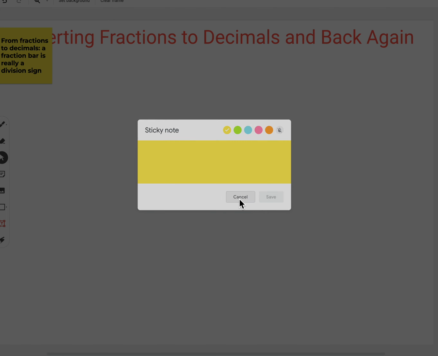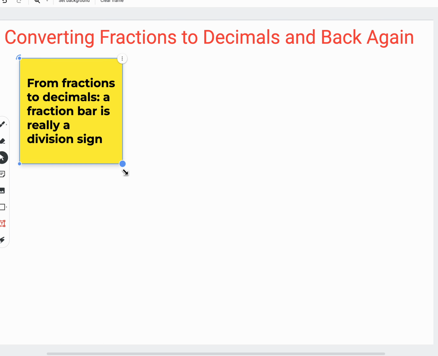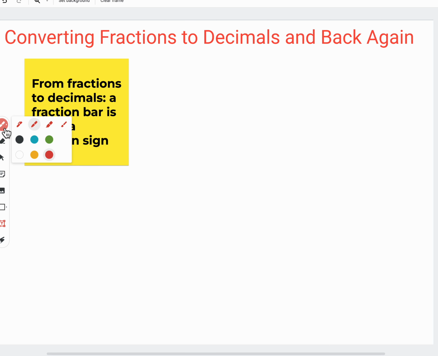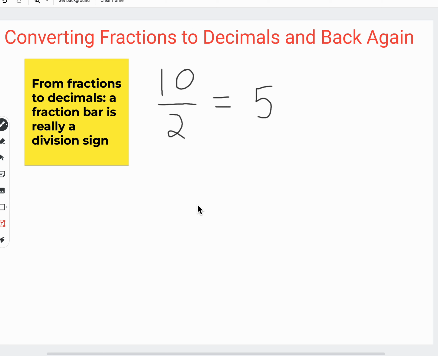Let's take a look at 10 halves, for example. Ten halves, or 10 divided by 2, will give us 5. 1 half will be 1 divided by 2.